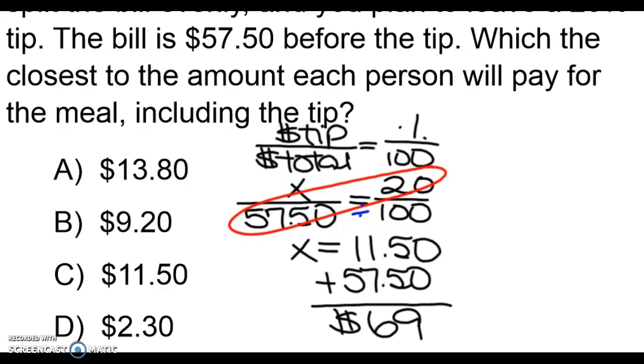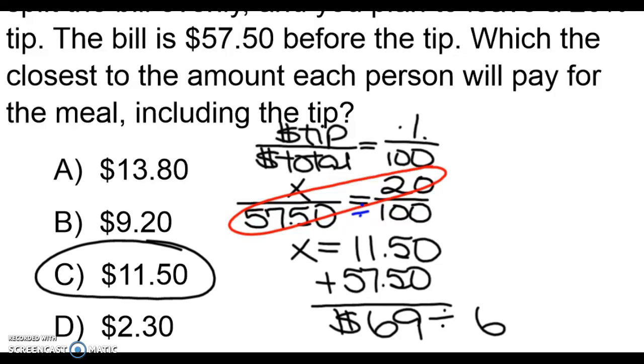Now, it says that you and your 5 friends, so there's 6 of you, and the question says that you want to split it evenly. Splitting means we need to divide by 6, and as soon as you divide by 6, each of you is going to be paying about $11.50.